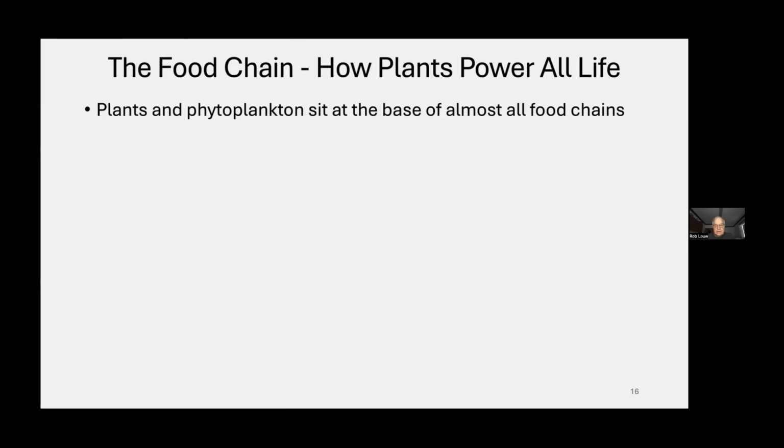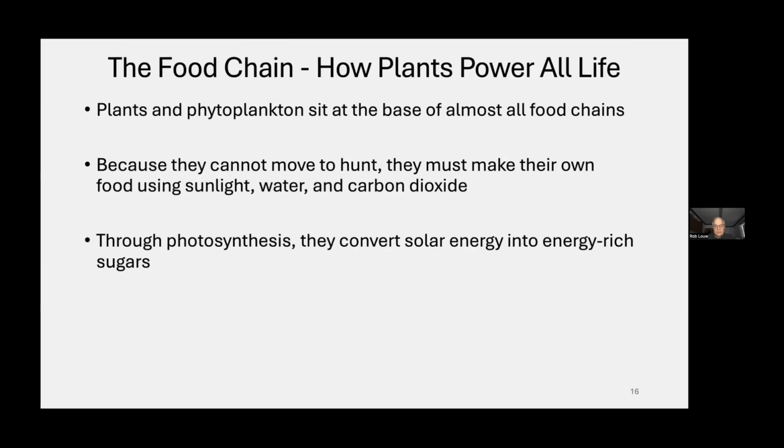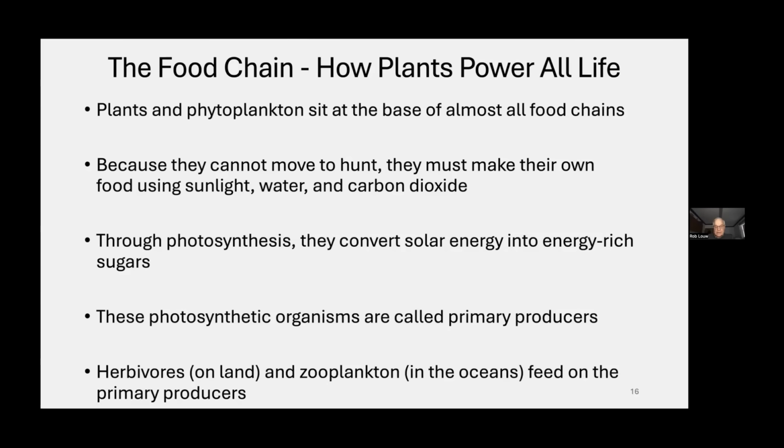All right, this brings us on to the food chain and how plants power all life. Plants and phytoplankton sit at the base of almost all food chains, and because they cannot move to hunt, they must make their own food using sunlight, water, and carbon dioxide. And then through the process of photosynthesis, they convert solar energy into energy-rich sugars. These photosynthetic organisms are known colloquially as primary producers.